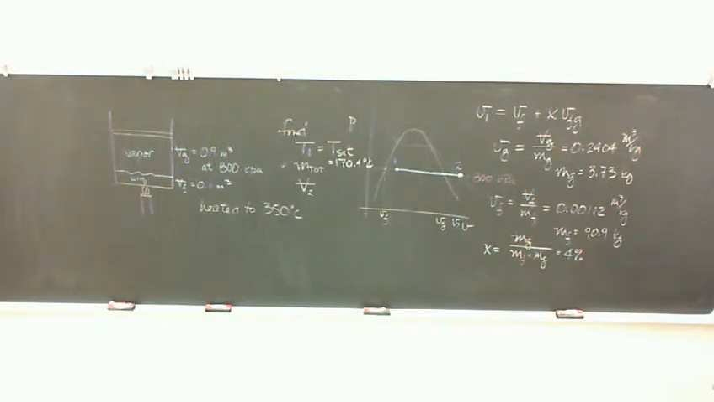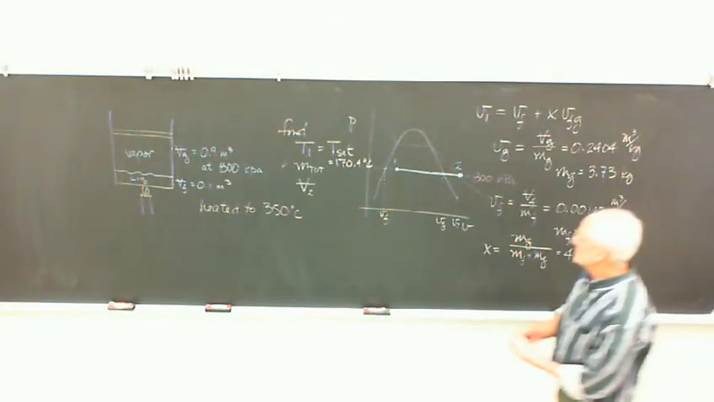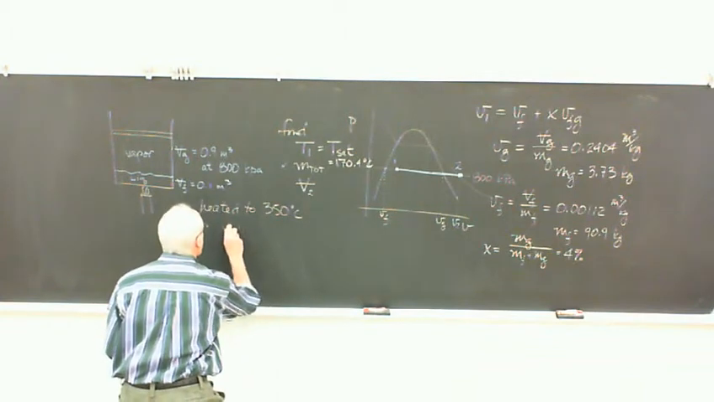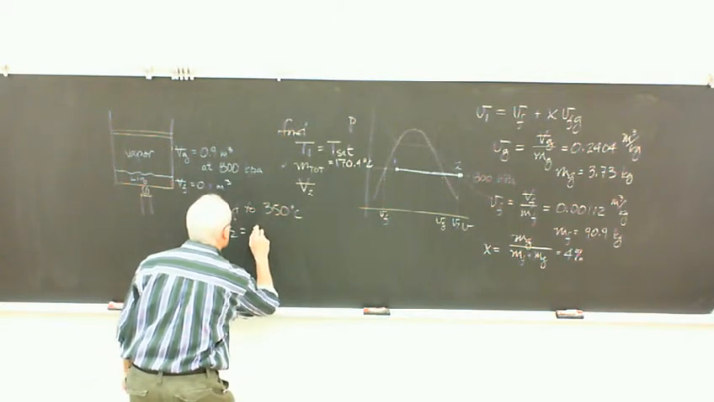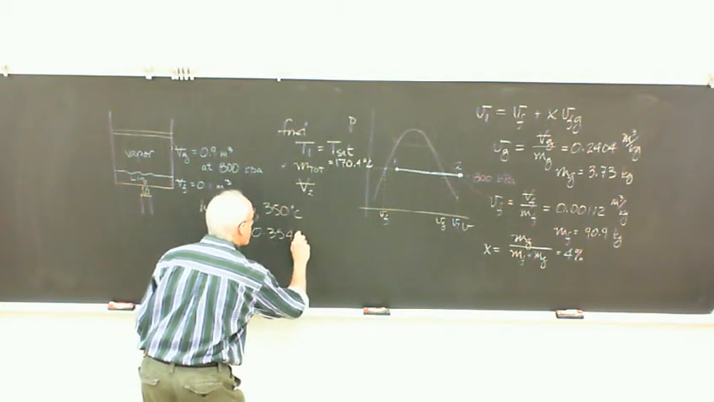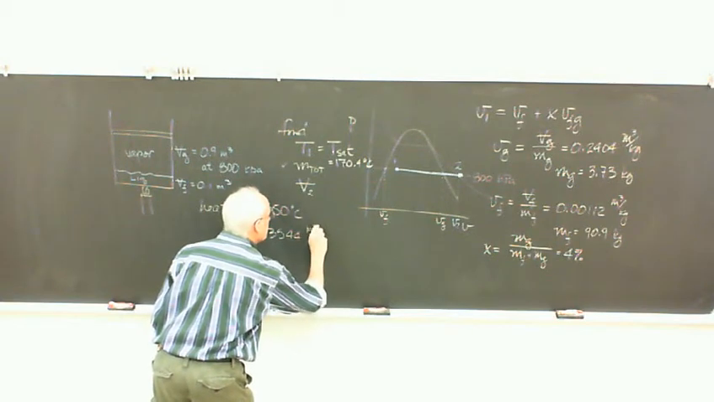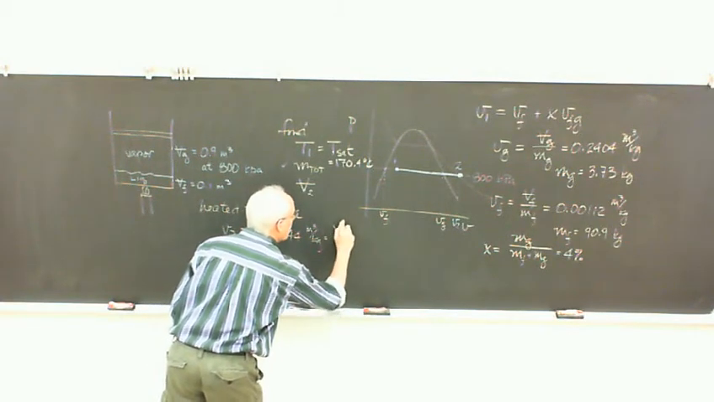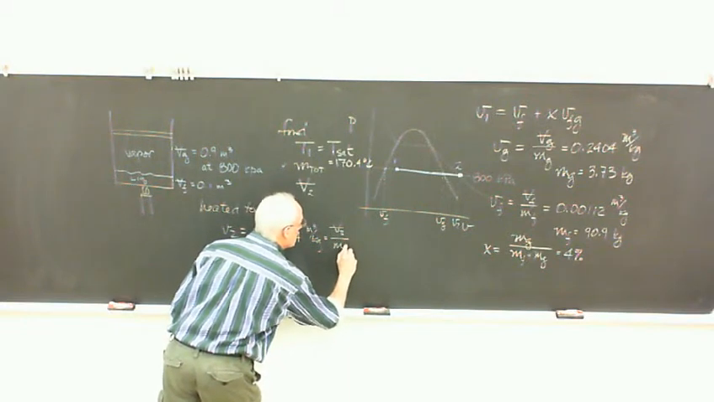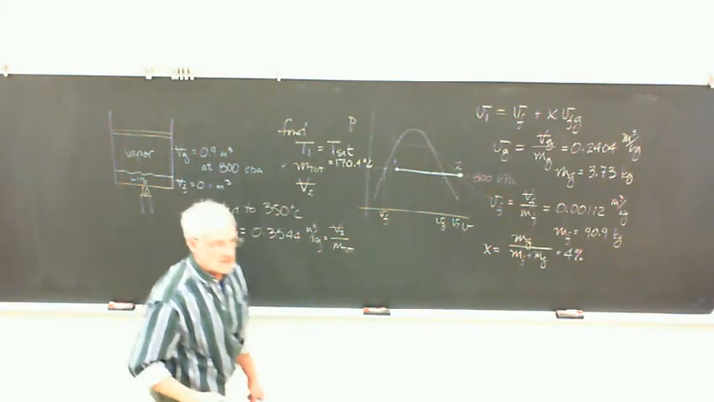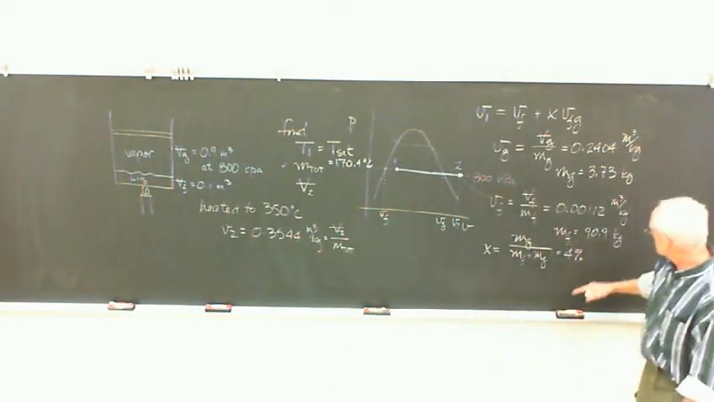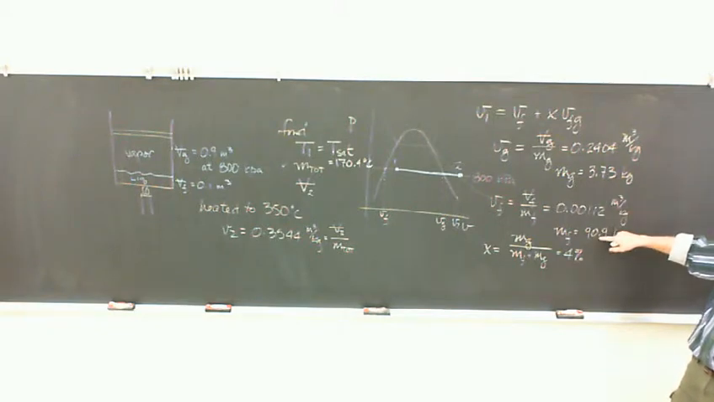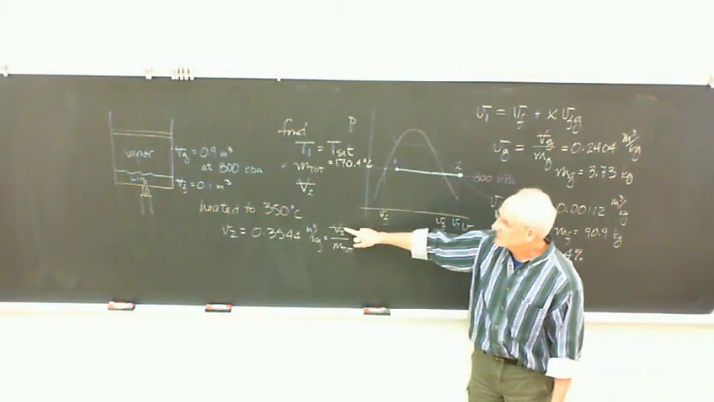It's not my fault. All right, so there's our specific volume right there. V2 is 0.3544, that's meters cubed per kilogram. And that's the volume at that state point we want, divided by the total mass. And we have the total mass from just adding these two together. It's a closed system, and so we can solve for the total volume there.